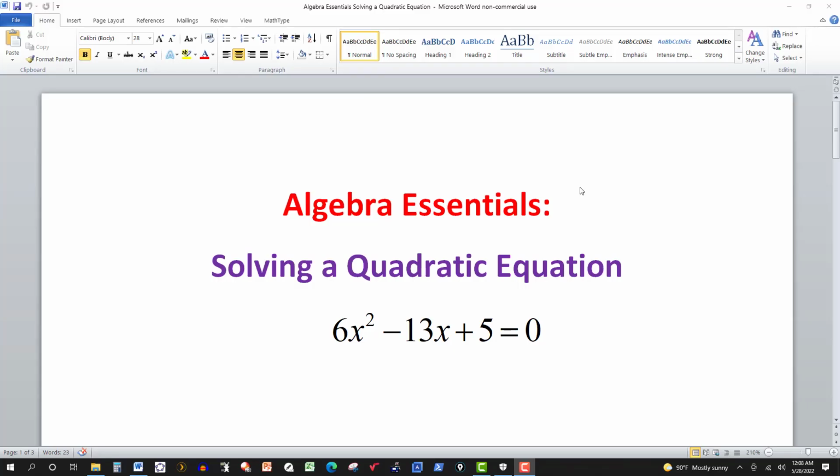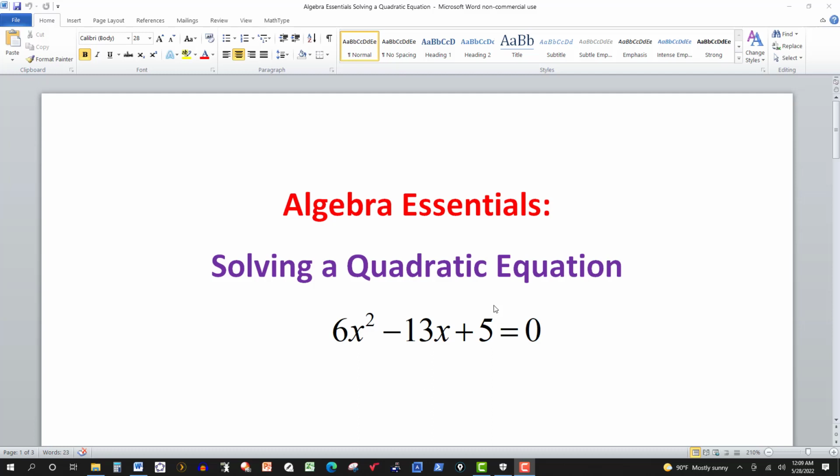Well, we got some more algebra essentials. Solving a quadratic equation is something you have to be able to do in any math course: basic algebra, trig, calculus. There's several methods for solving, and you should know every one, even though the easiest one to use is factoring. If the equation factors, that's the easiest approach to take.